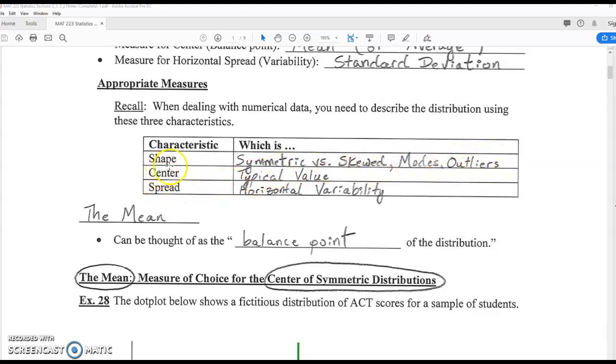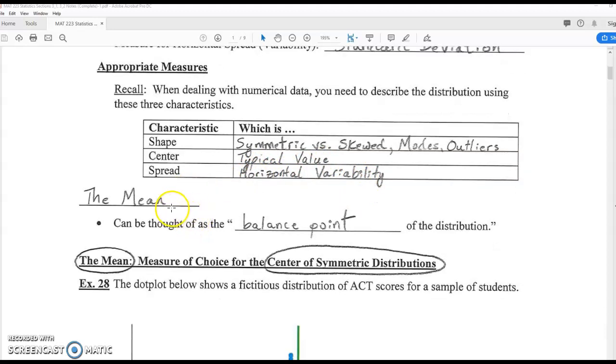Center is the typical value. If somebody said, what's the typical value for your data set, what they're asking for is the average in this case. The spread is horizontal variability. In other words, we're talking about how far away the different data points are from each other. Remember, the x-axis is numerically ordered, it has a number line, so we want to know if there are data points that are a long way from each other or if most of them are close to each other.